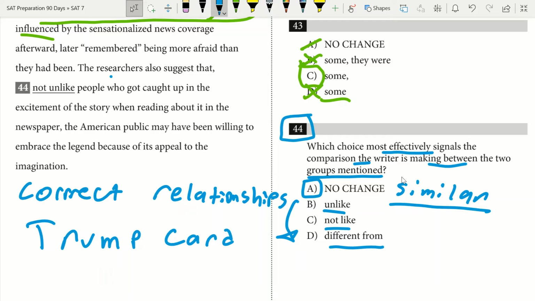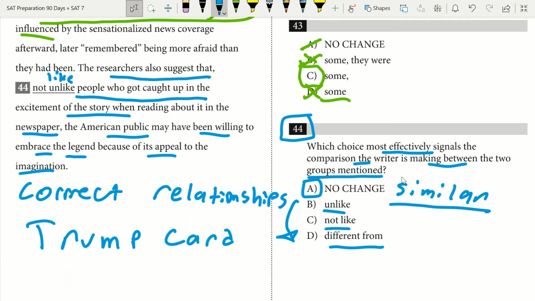Okay, so in this case, the researchers are suggesting something similar, or like. The people who got caught up in the excitement of the story when reading about it in the newspaper, the American public also may have been willing to embrace the legend because of its appeal to the imagination, right? So the news story appealed to the imagination, and so did this legend of people believing it. Those two things are similar, and those people are similar. So we need something that shows that they're similar to express that correct relationship. Now, the only option that says that they are similar is not unlike.